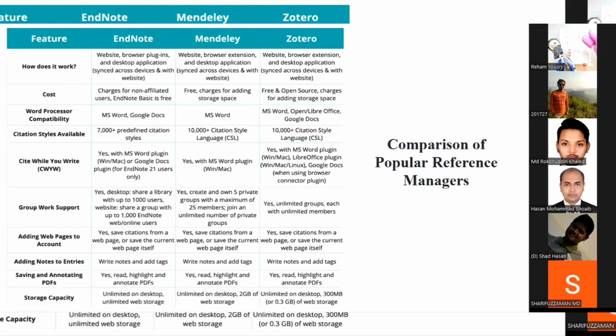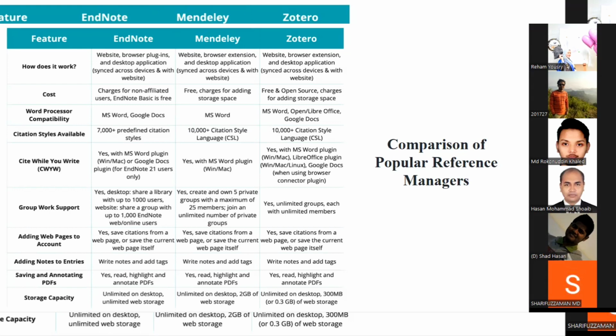So there are many reference managers available in the market. For example, EndNote, Mendeley, Zotero. These are all freely available tools, but Zotero is a completely free tool, and you can get all its features free of cost. EndNote and Mendeley require you to purchase their premium plan to upgrade the storage quality, or you have to download them to use them.